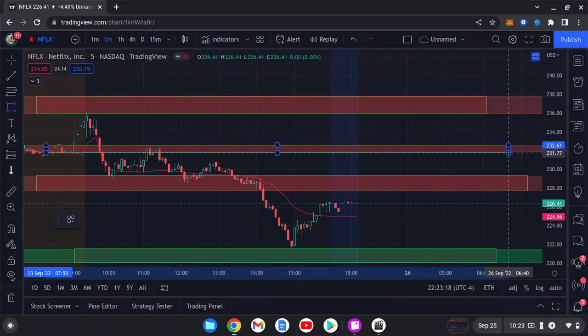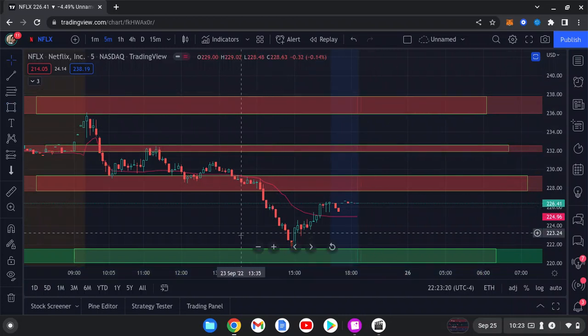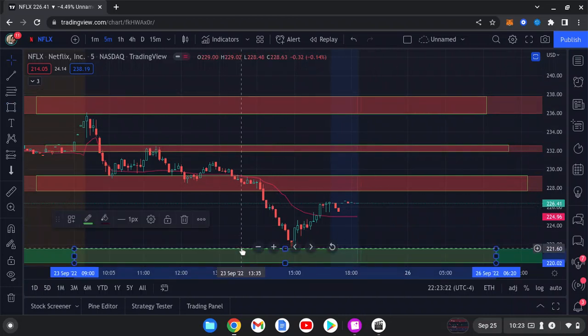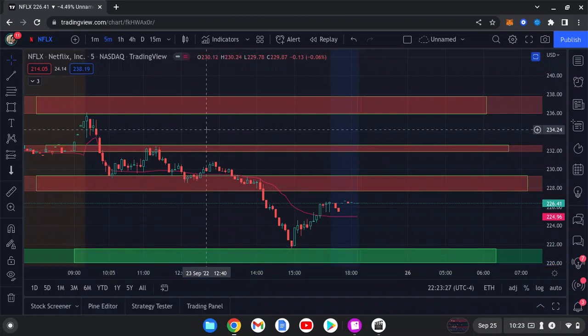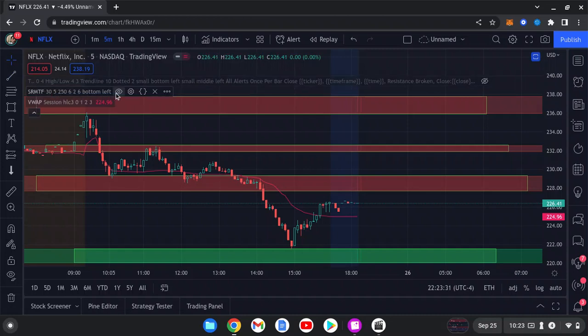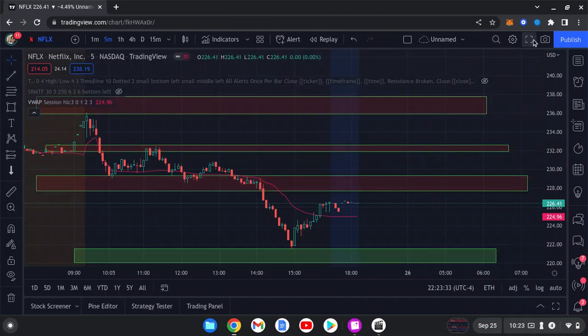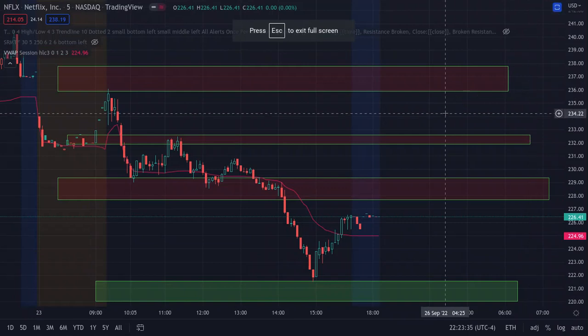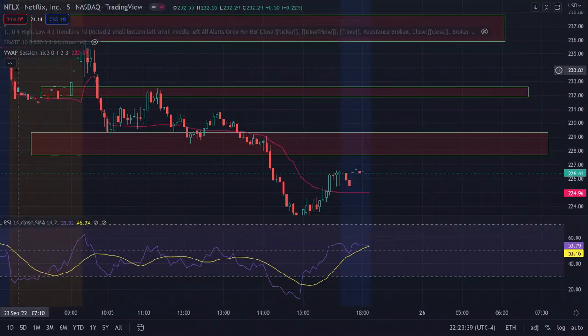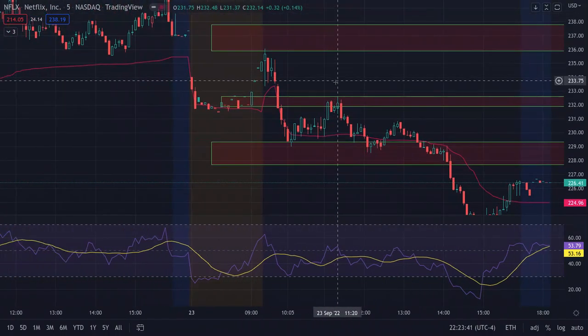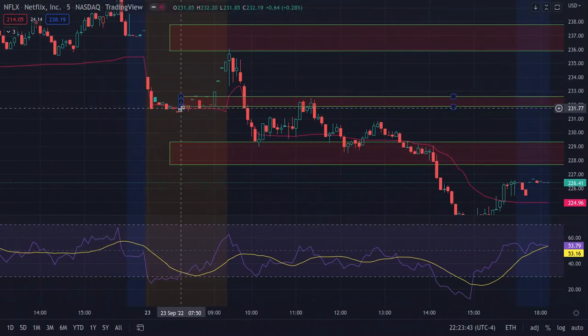So I'll highlight all of these just so we can see times where it's not perfect necessarily. Okay, so I'll turn off the indicator. We can see all these zones here. And so this is for Netflix. So Netflix pre-market is trading around $231.